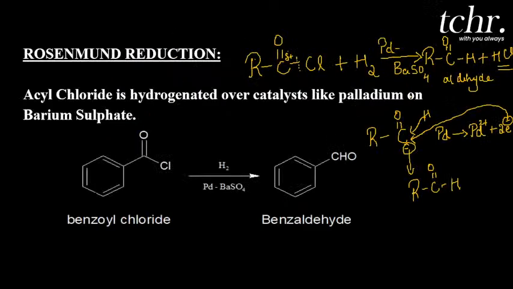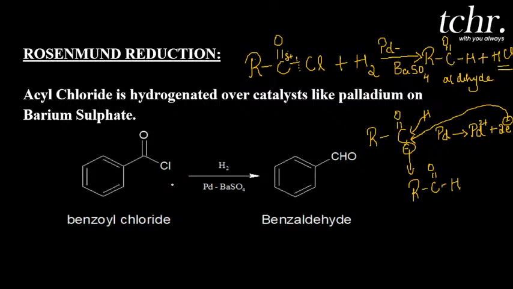Now, here in front of you is an example of benzoyl chloride. What is the structure of benzoyl chloride? Yes, it is C6H5 C double bond O Cl. So what you did is replace the chlorine atom with one hydrogen atom. You will get C6H5CHO, which is benzaldehyde, formed in the presence of palladium over barium sulfate as a catalyst.